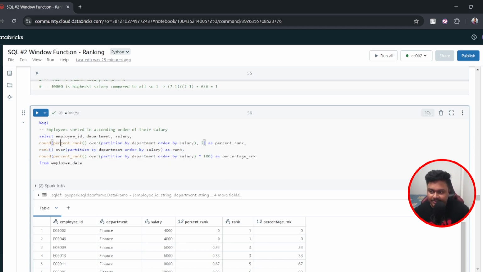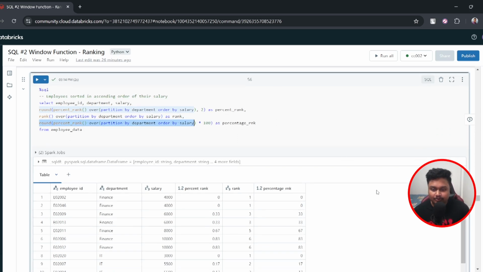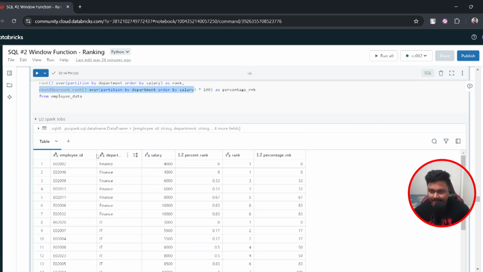So along with the percent rank and the rank function, I have also included the percentage of the percent rank. As you can see, up till this part, it is similar to the one that is highlighted above. So this will return me the percent rank, and all I'm doing is multiplying it by 100 to get the percentage value out of it. So once I run this query, I get this result.